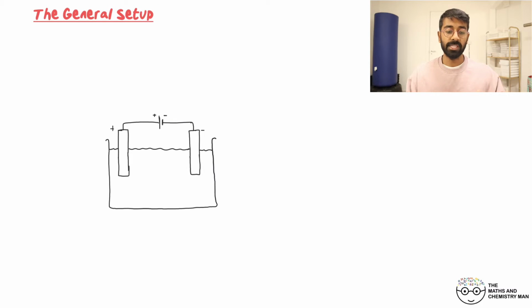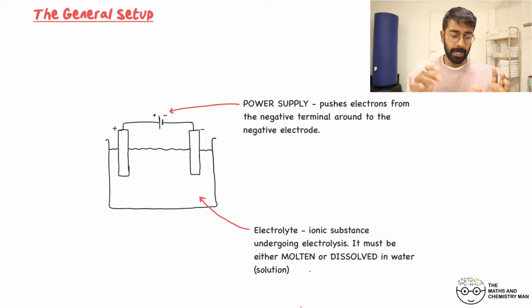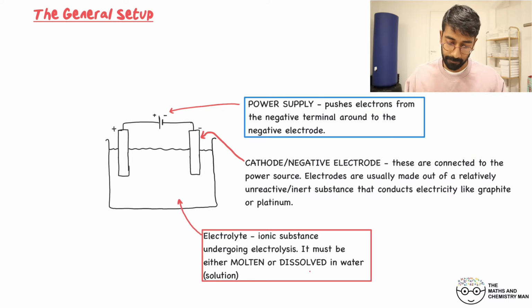Now, we need to look at the general setup for electrolysis. So, what apparatus do we need and stuff? Generally, we're going to have a power supply. That's there just to push electrons around in a circuit. Next, we have our electrolyte, as we mentioned, and that's our substance that's going to be undergoing electrolysis. It's either got to be molten or dissolved in water. So you'd see it sometimes as like a solution, right? Solution means it's dissolved in water.